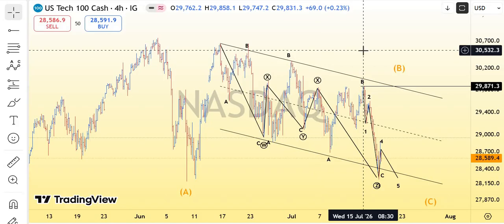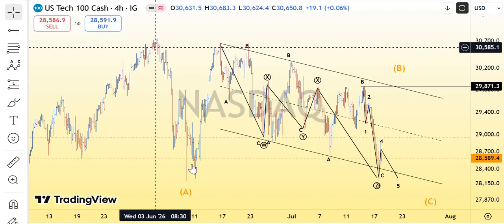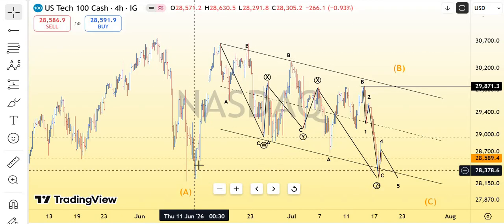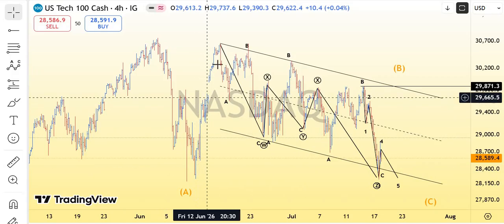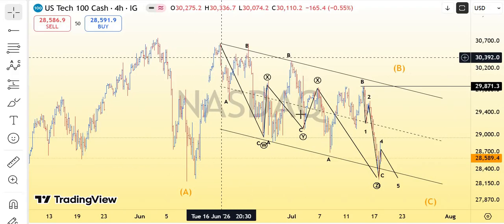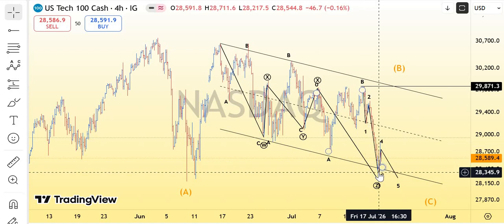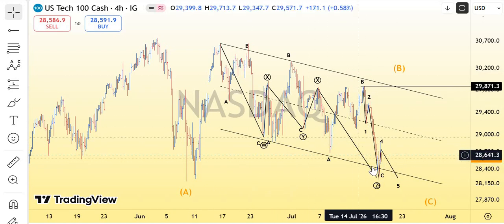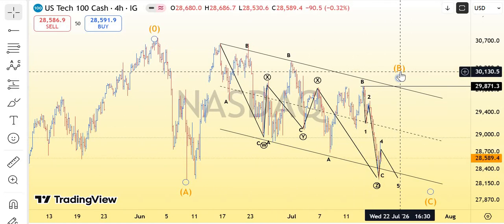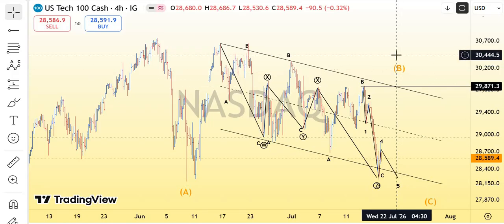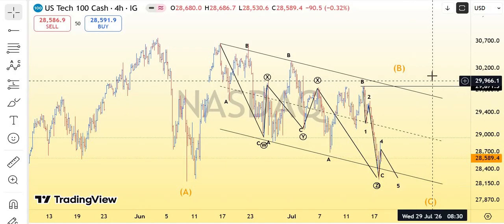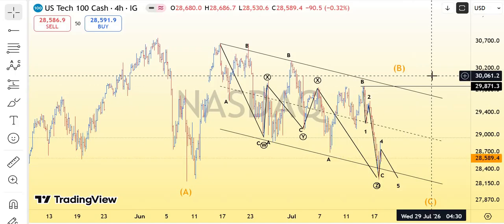Okay, this is from here, this is A wave down, this is B.1, we are into the B.2, this whole channel structure, and then the C of the B wave will be over, either here minimum or may go upside, right? Then C will come downside. This is my understanding of this price action as of now.